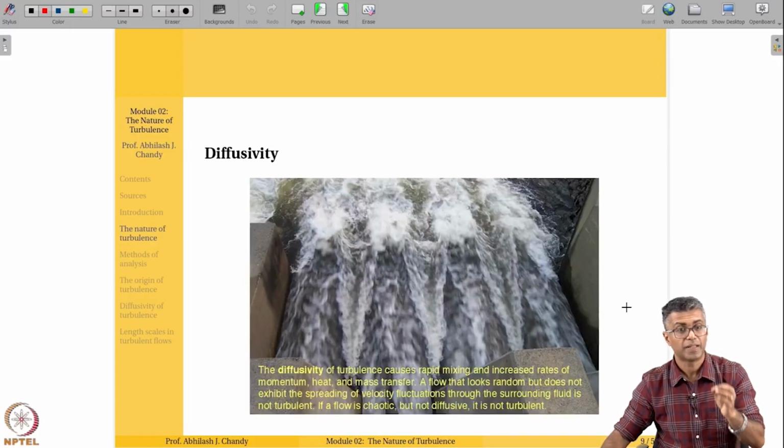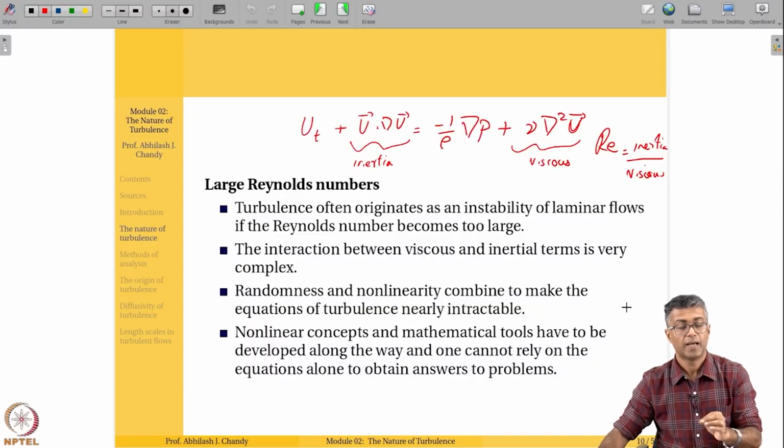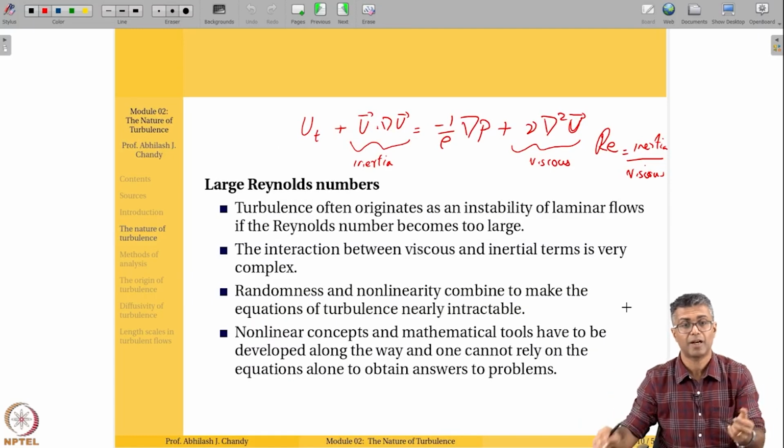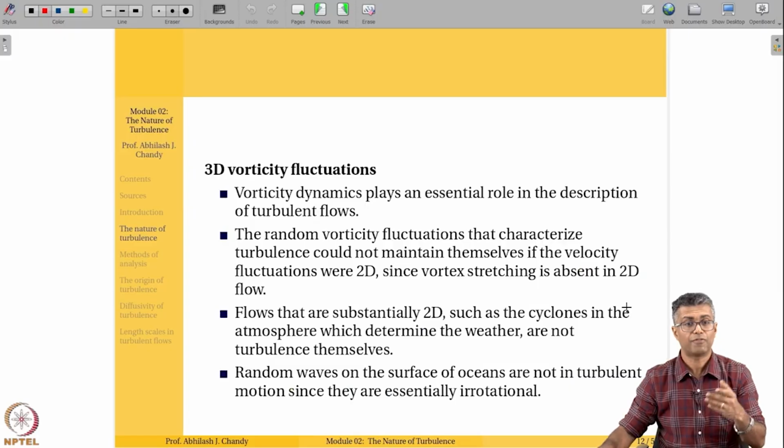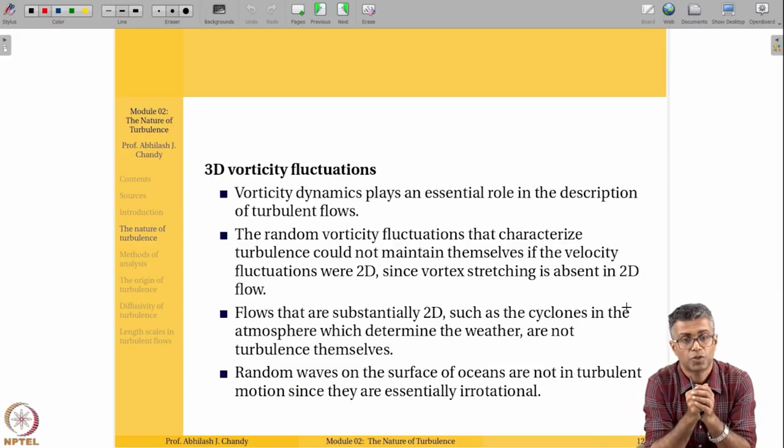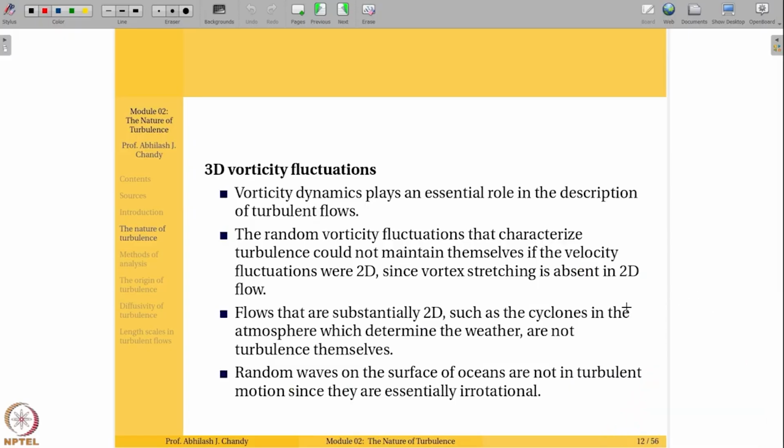Diffusivity, the single most important attribute of turbulence. And the large Reynolds numbers, the interaction between inertia and viscous terms, that leads to the Reynolds numbers. And then finally, the 3D vorticity fluctuations. So those were the 4 attributes that we have discussed in this particular class. We'll discuss more attributes in the next class.